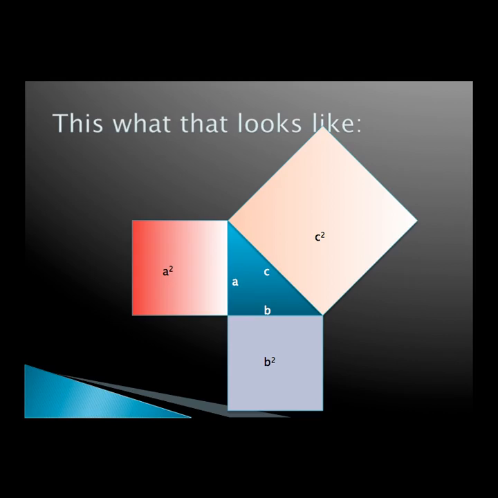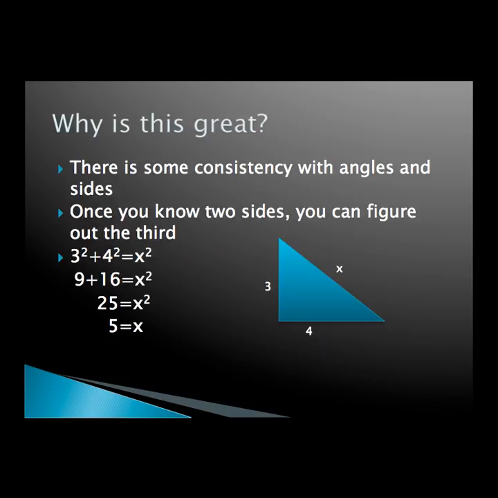Now this is what the sides look like: A, B, and C. This is a squared, b squared, followed by c squared. Now a squared plus b squared must equal c squared, and if you were to take apart these squares, they would equal c squared, as in the summation.